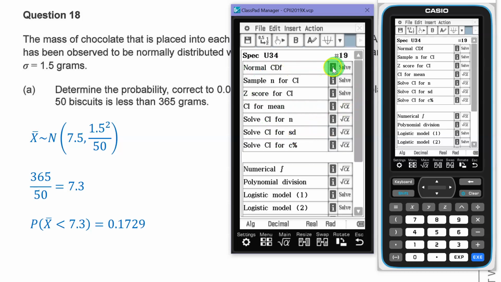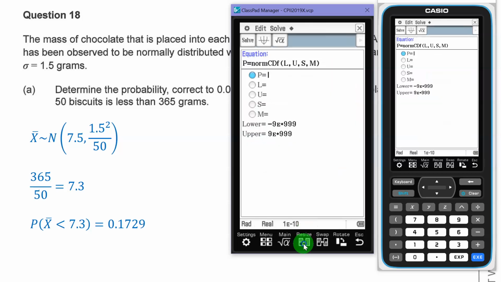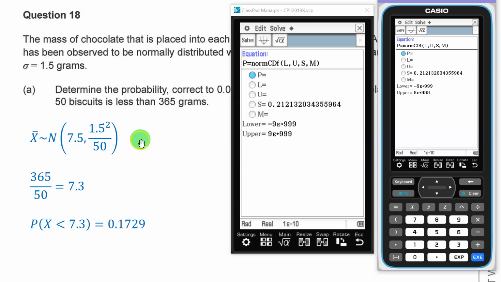I'll use the normal CDF up here just because there are some calculations to do and we want to chuck out a few interim results. So let's start off with the standard deviation of the sampling distribution. It's 1.5 divided by the square root of 50. When I press execute, there it is, 0.212.